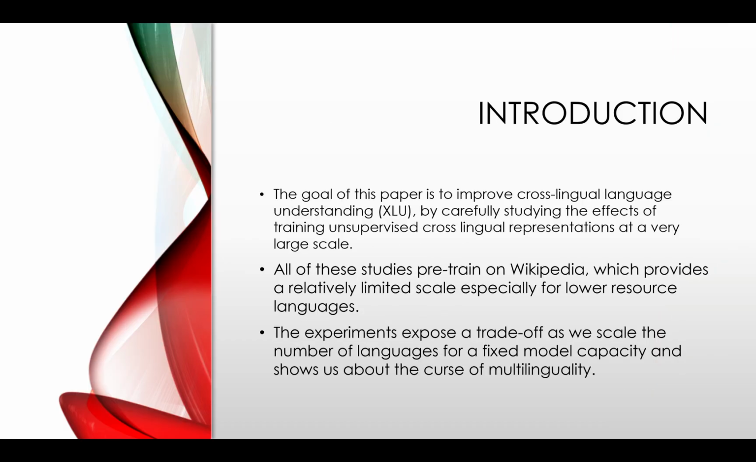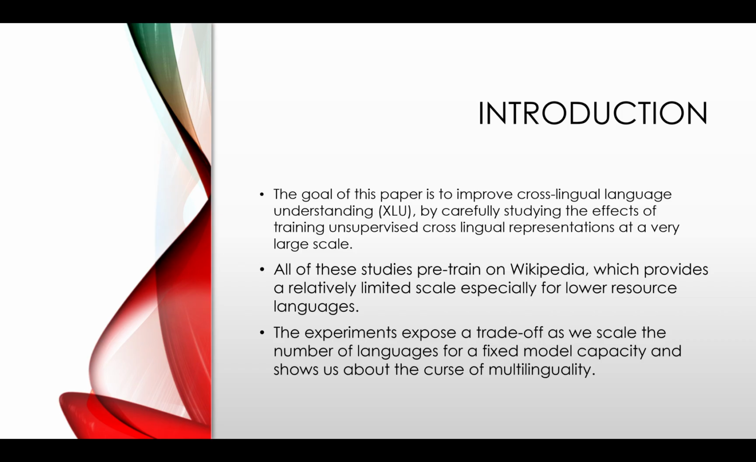So what was the main goal of this paper? The goal of this paper is to improve cross-lingual language understanding by carefully studying the effect of training unsupervised cross-lingual representations at a very large scale. And as we know, all of the previous studies were done mainly on Wikipedia, which was highly limited for the low resource languages.